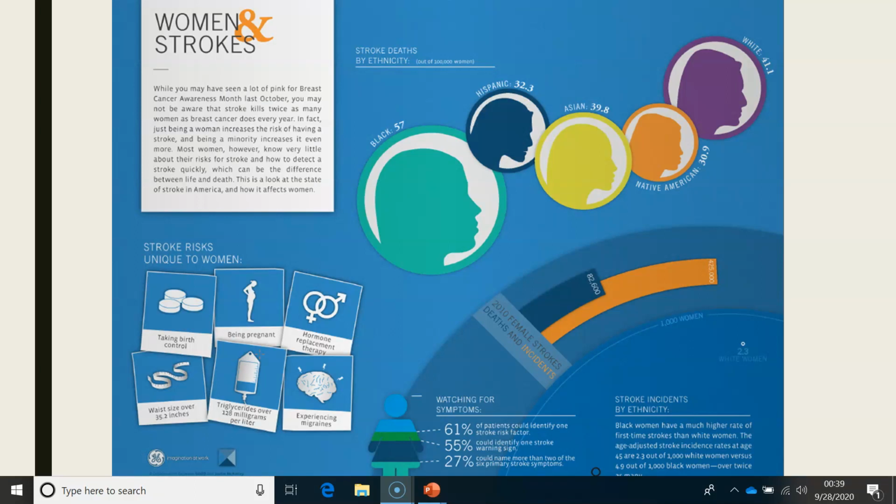This is another poster that's seen out in the community. They have this one at my GYN office. This was actually put out by GE. It talks about stroke in women and risk factors that are unique to women, such as taking birth control or hormone replacements, the risk during pregnancy, the waist size being over 35.2, high triglycerides, of course that's for everyone, and the history of migraine headaches, which is more popular in women.